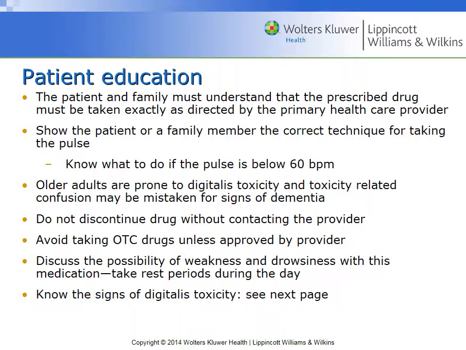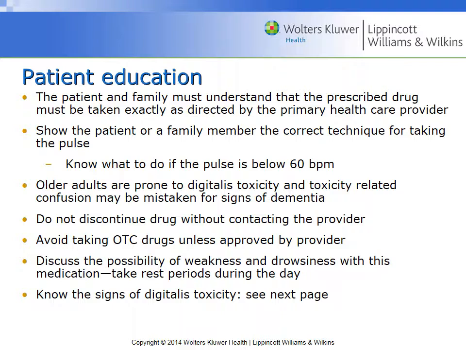The patient and family need to understand that the prescribed drug must be taken exactly as directed by the primary healthcare provider. Oral digoxin is prescribed as a daily regimen, and people will take this medication at home. Show the family the correct technique for taking a pulse. Know what to do if the pulse is below 60. Tell them that they will not take their medication and need to contact their healthcare provider immediately.